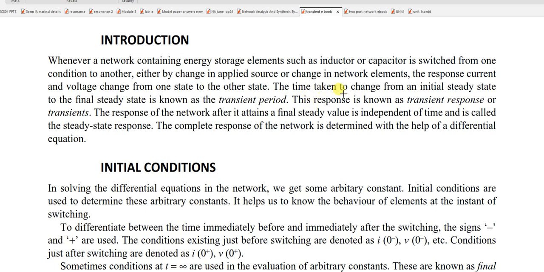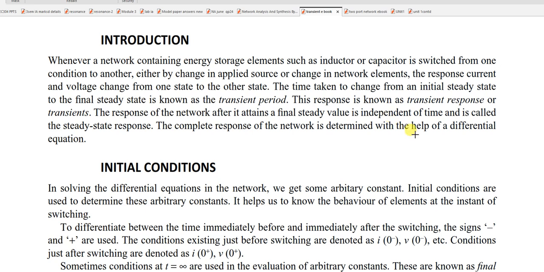The time taken to change from an initial steady state to a final steady state is the transient period. So the transient period is the time taken to change from the initial steady state to the final steady state. This response is known as the transient response, or simply transients.